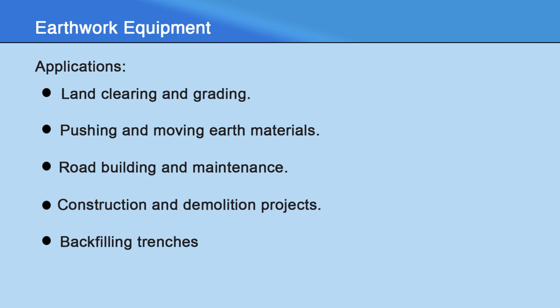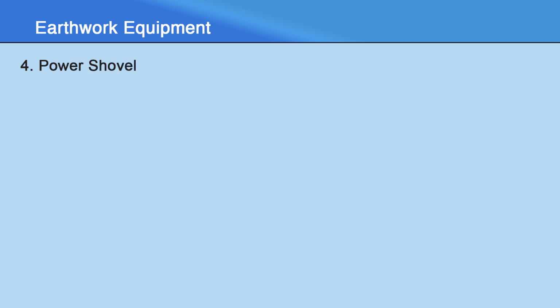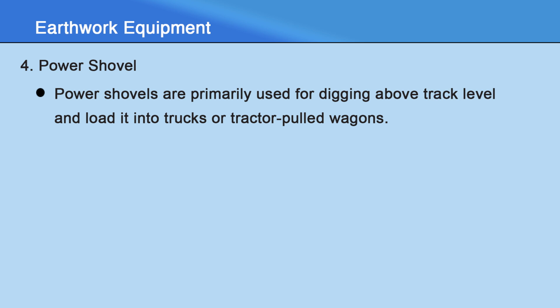The applications. The major areas where the bulldozers are usually applied or used are land clearing and grading, pushing and moving earth materials, road building and maintenance, construction and demolition projects, backfilling of trenches. Now moving on to the next equipment, power shovel. Power shovels are primarily used for digging above track level and load it into trucks or tractor pulled wagons.